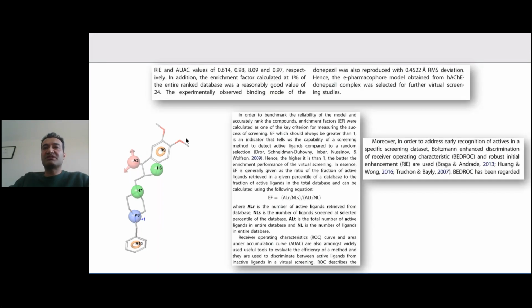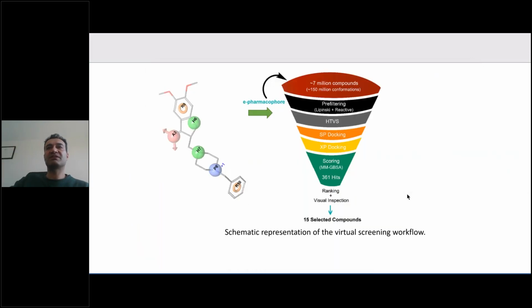For instance, in virtual screening, you have to prepare a known database to calculate the enrichment factor, for example, or the BEDROC parameter, or robust initial enhancement, to see whether your pharmacophore model is capable of picking up the correct active molecules or not. You prepare, for example, 3,000 inactive molecules, and you put 100 or more active molecules in the prepared database. You first test your model. If it passes those parameters, then use it for screening large chemical databases.